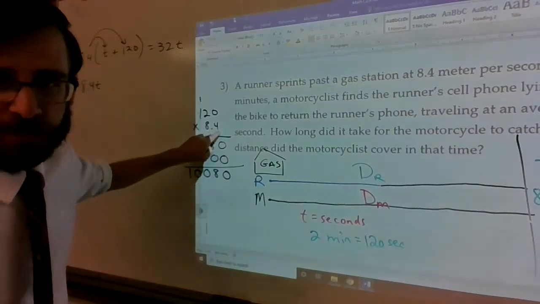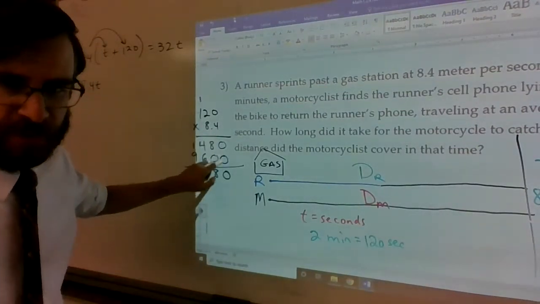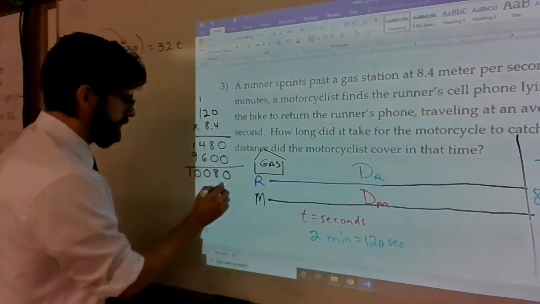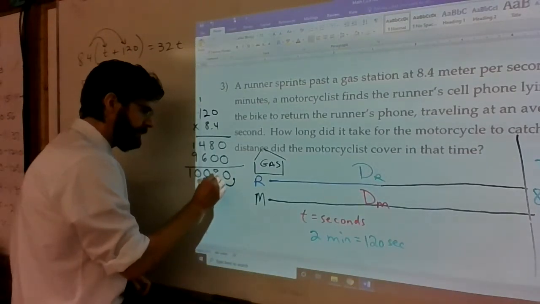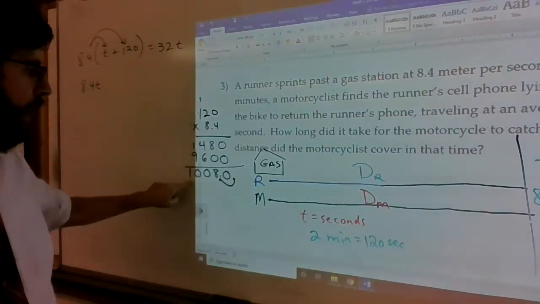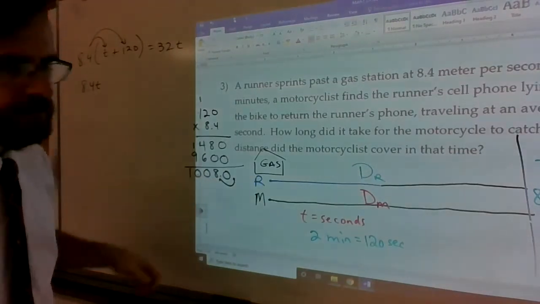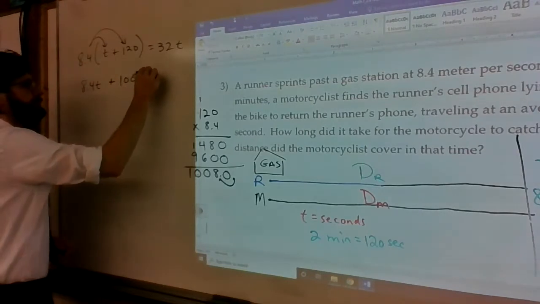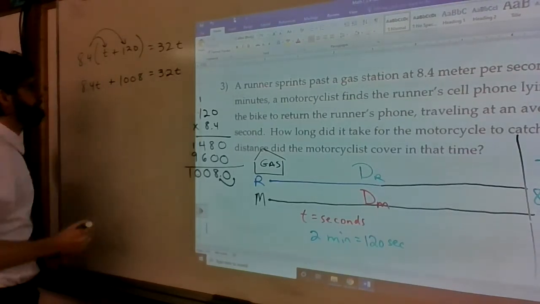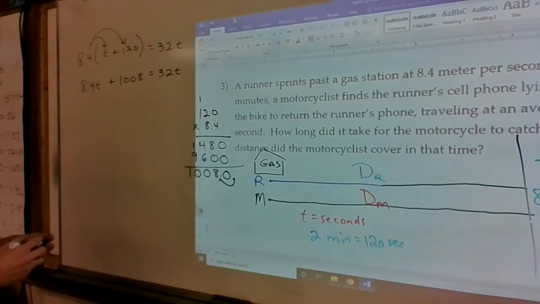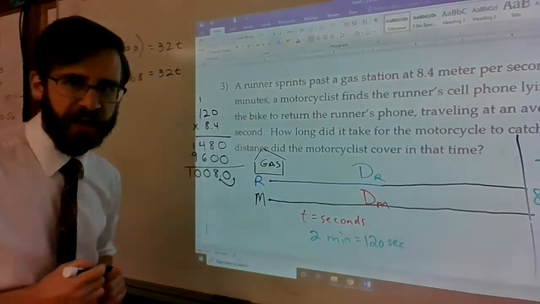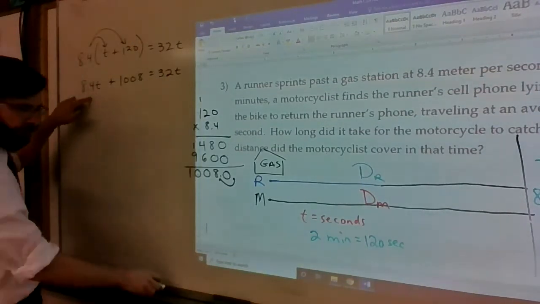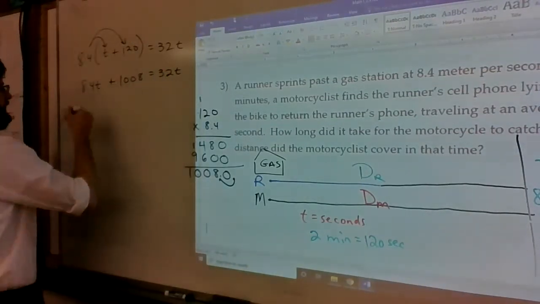Add the columns: 0, 8, 0, 1, 10. One digit of decimal accuracy in the calculation means one digit of decimal movement. Okay, it's 1,008. All right, I need to get the t's on the same side, so I'm going to move the 8.4t to the right-hand side.